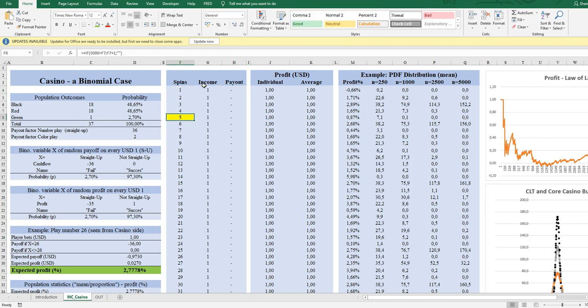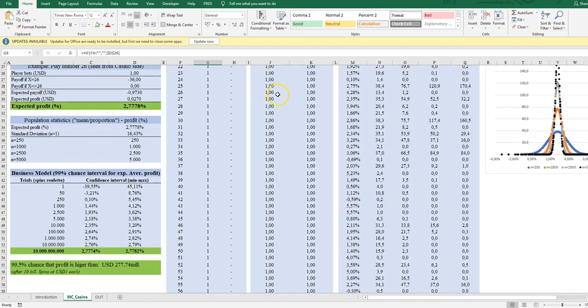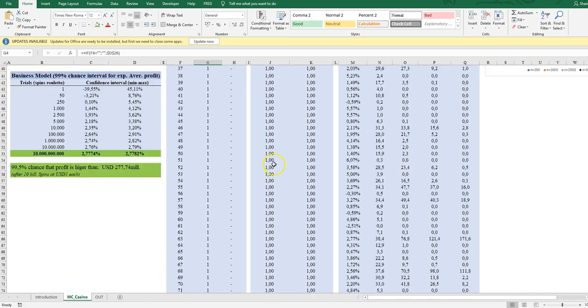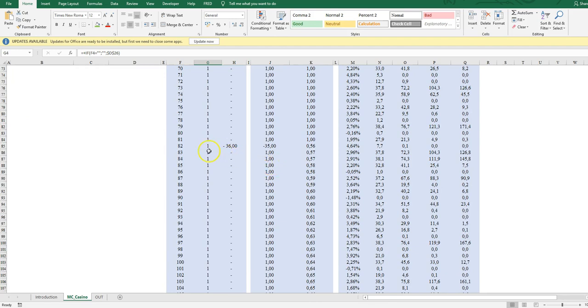So here I spin, first spin, income 1, no payout. So obviously we didn't hit 26, and this is the way I do it. So the individual profit is just the income minus the payout. So first down here at number 86, you see that there is a straight up.